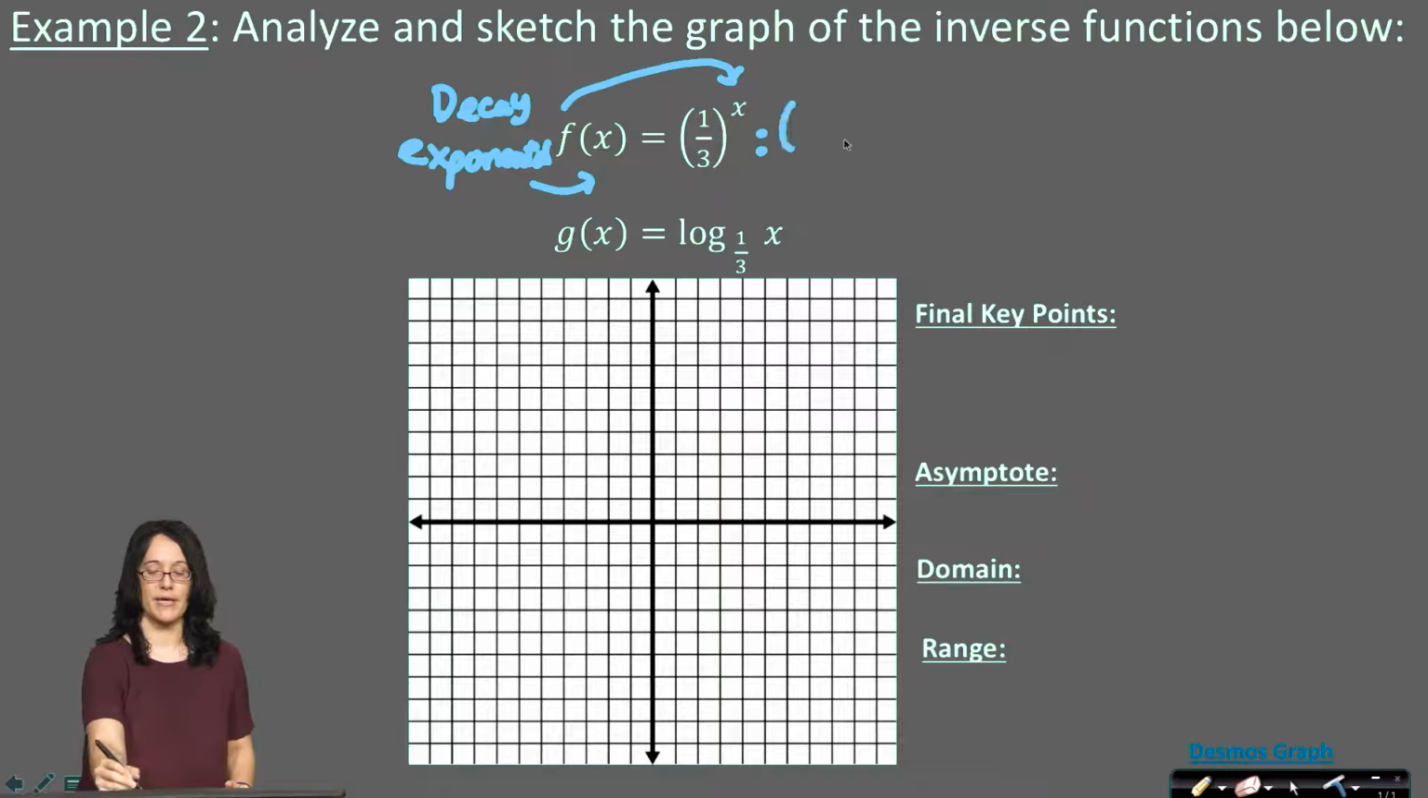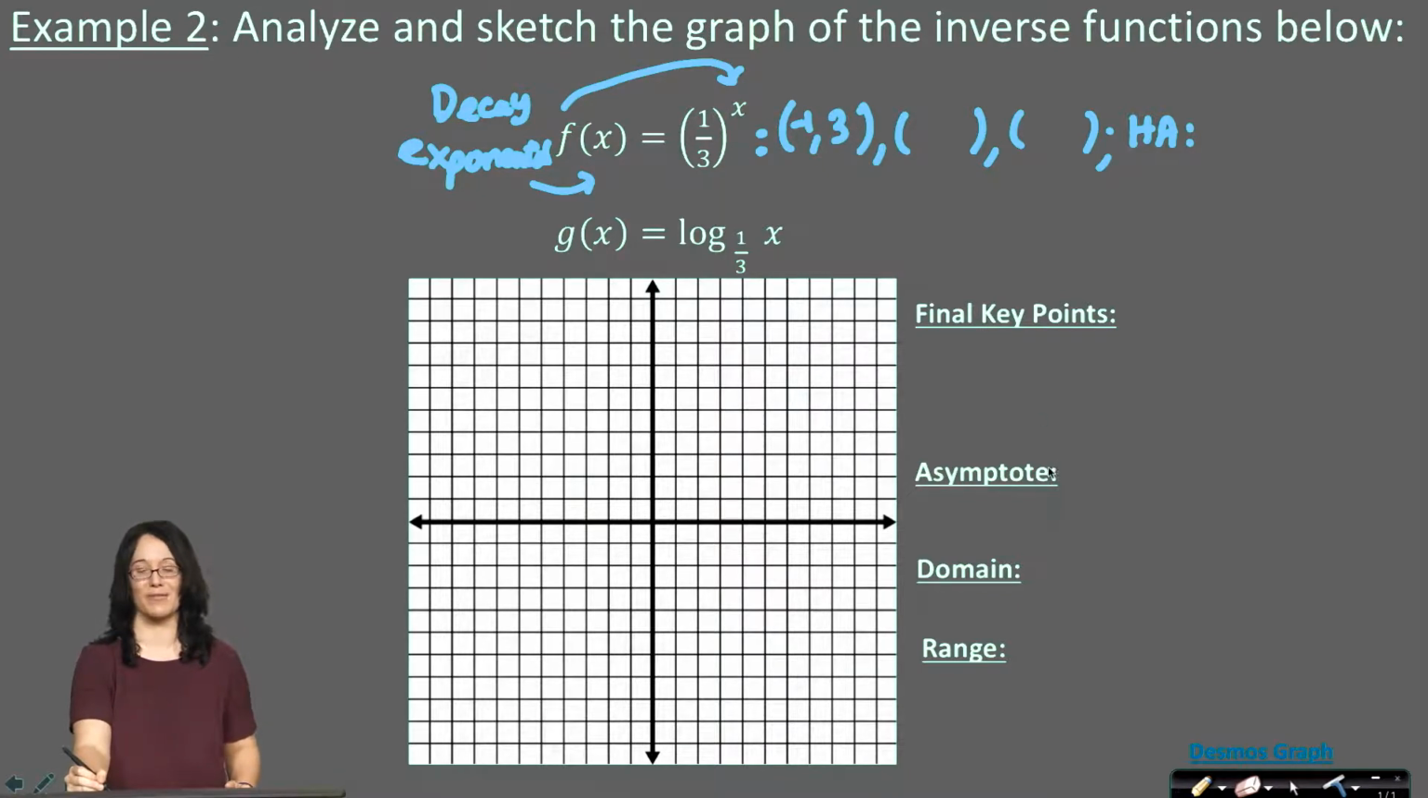So what were our 3 key points? You go ahead and pause the video and see if you can figure them out yourself. And what was your asymptote? Okay, let's see what you got. Did you get -1, the reciprocal of 1/3? 1 over b would be 1 over 1/3, or just 3 over 1, which is 3. Good job. That one's kind of tricky for students.